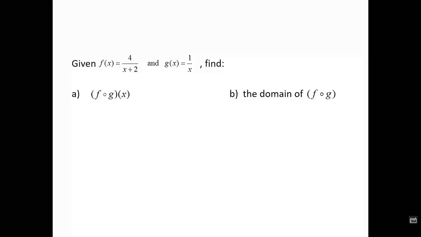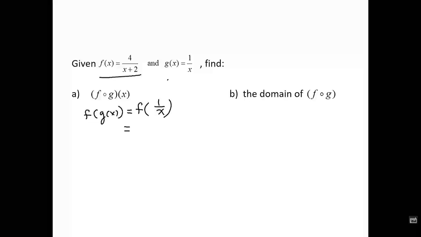So let's consider another example. Given the function f of x is equal to 4 divided by x plus 2, and g of x is defined to be 1 over x. So f composed with g is going to be f of g of x. So let's see what this is. So we want to evaluate f at g of x. But g of x is 1 divided by x. So now we want to evaluate the function f at g of x, which is 1 over x.